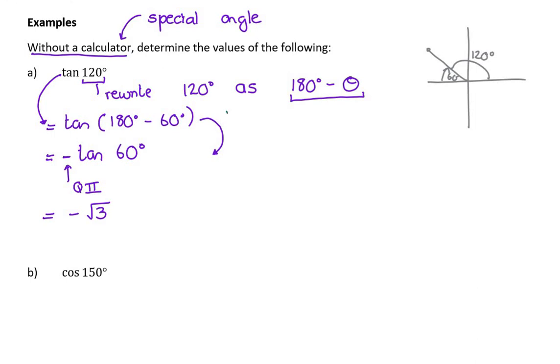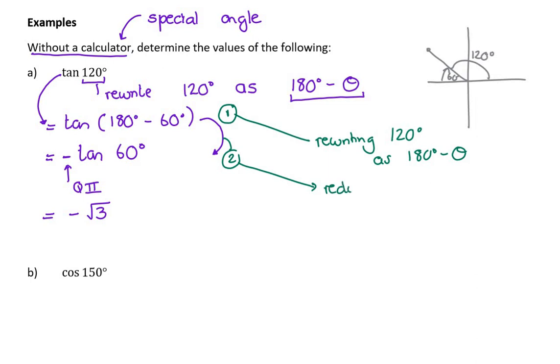So what was my first step? My first step was rewriting 120 degrees, in this case, as 180 minus theta. In our next couple of videos, we're going to expand that to different ways we could rewrite things. My second step was this step here. I reduced that to tan of 60, so I reduced that to the first original cousin. So I'm actually going to say that: I'm going to reduce to the first original cousin.